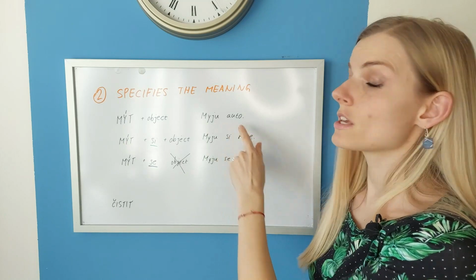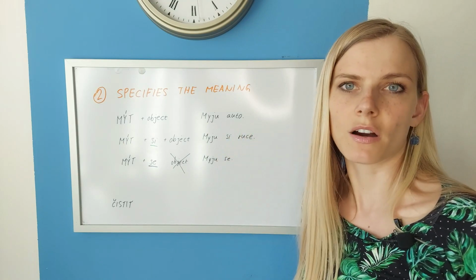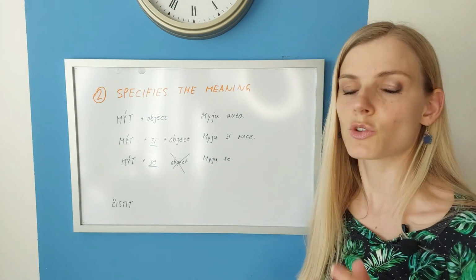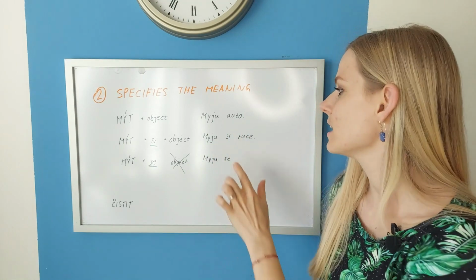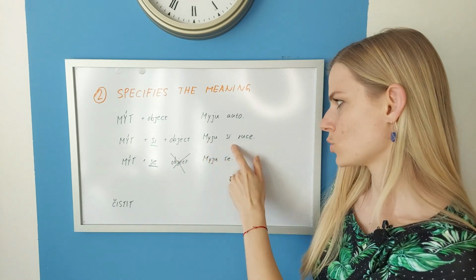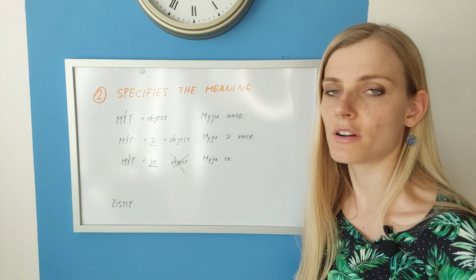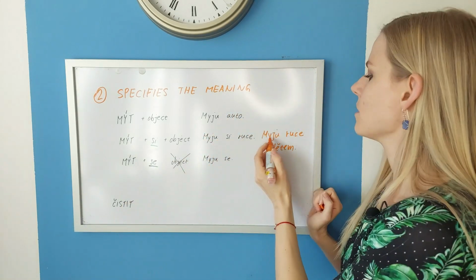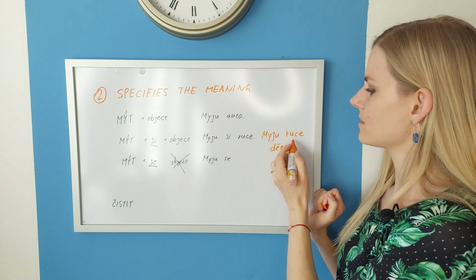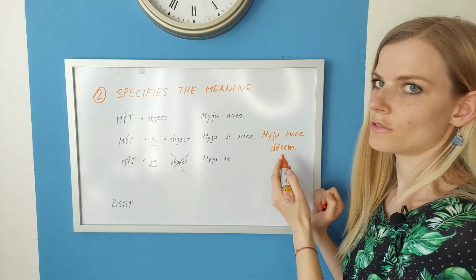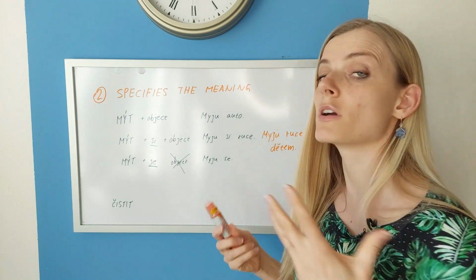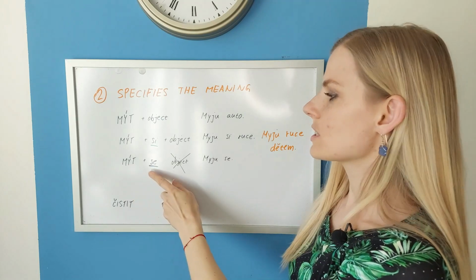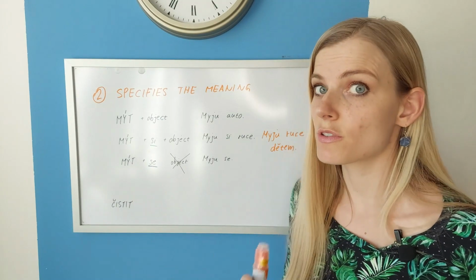You could say myju si auto. It would mean I'm washing my car. What you are saying literally with this reflexive pronoun, it's called the reflexive pronoun as I mentioned, I wash hands to myself. I could have a very similar sentence. Myju ruce dětem. I'm washing my children's hands. I'm washing hands to my children. But if I'm washing my own hands, then I add si. Myju si ruce.